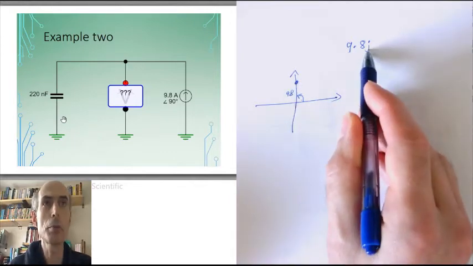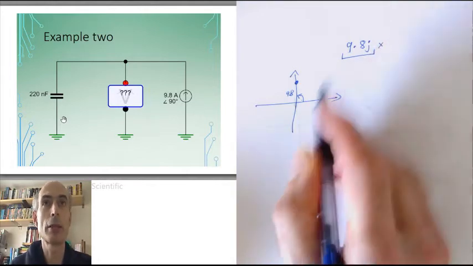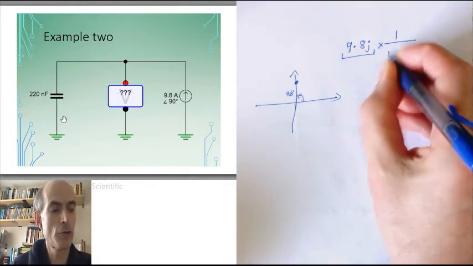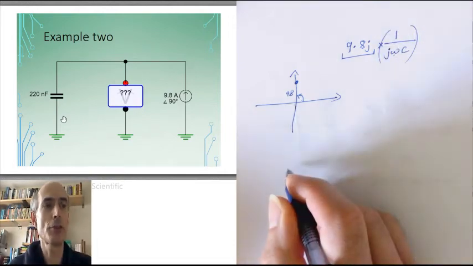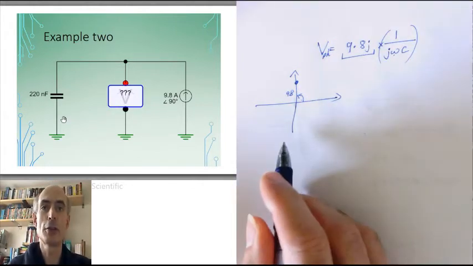Multiply that phasor representation of the current by the complex impedance of the component, which in this case is 1 over j omega C, because that's the complex impedance of a capacitor, and the result will be the phasor representation of the voltage across the capacitor.